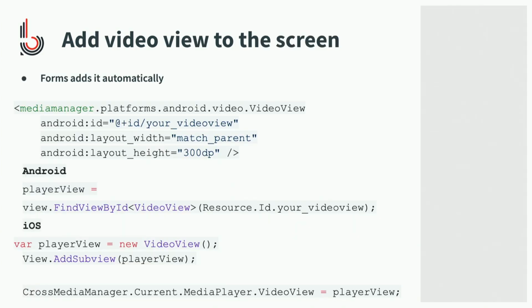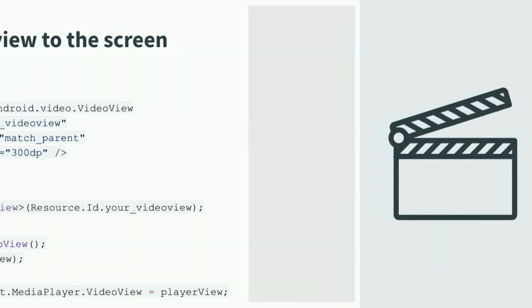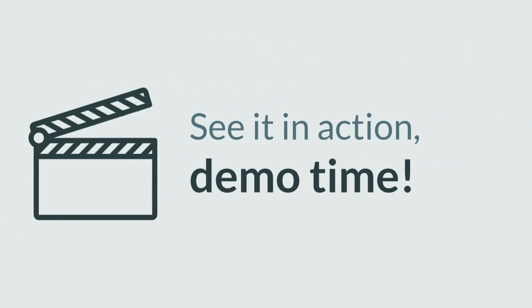So how do you add it? It's quite easy. In native, you add a video view to your layout. On Android, you find it, and you say media manager.current.media player, and video view is that player. Very simple. iOS, same story. On Forms, it's even easier. You add the Forms control. It will automatically hook up to the player and attach it to the media player, and will show the video to the view.